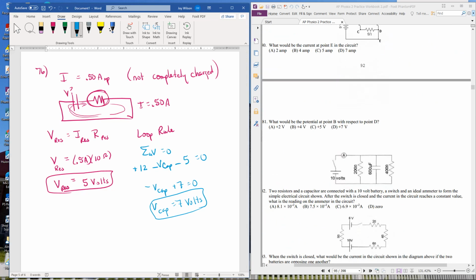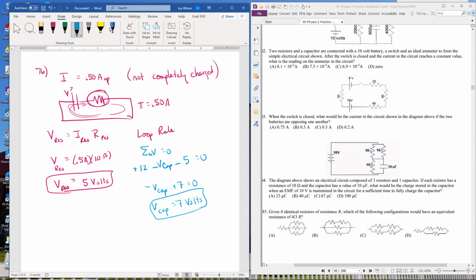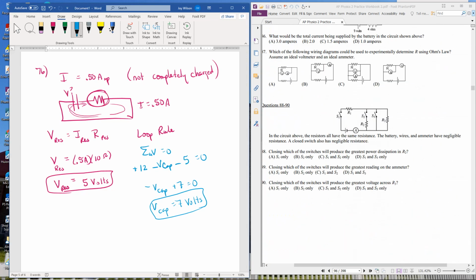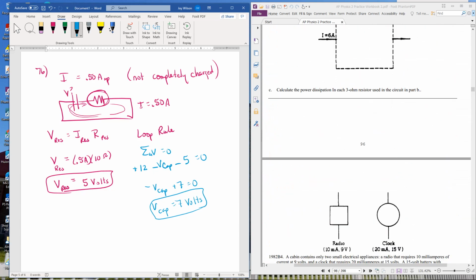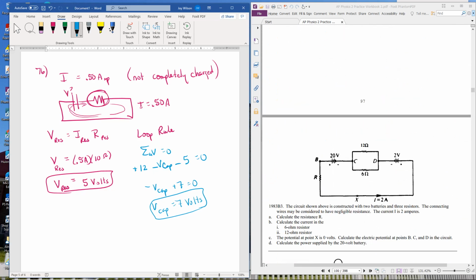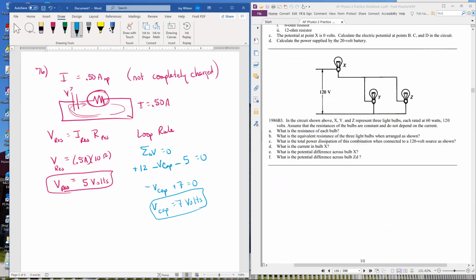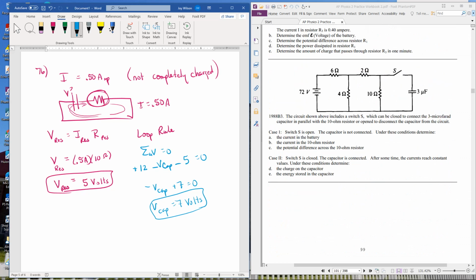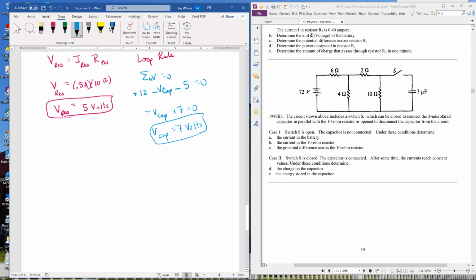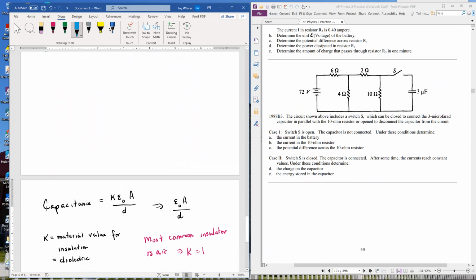And occasionally you'll get one where you just have a bunch of capacitors and you're supposed to add them together, so you have to know if they're series or not. I'm going to go down here to where we have a capacitor. Yes, 1988 B3. This is the last one I'm going to work here. So 1988 B3. And if you want to pause at each section, feel free to.